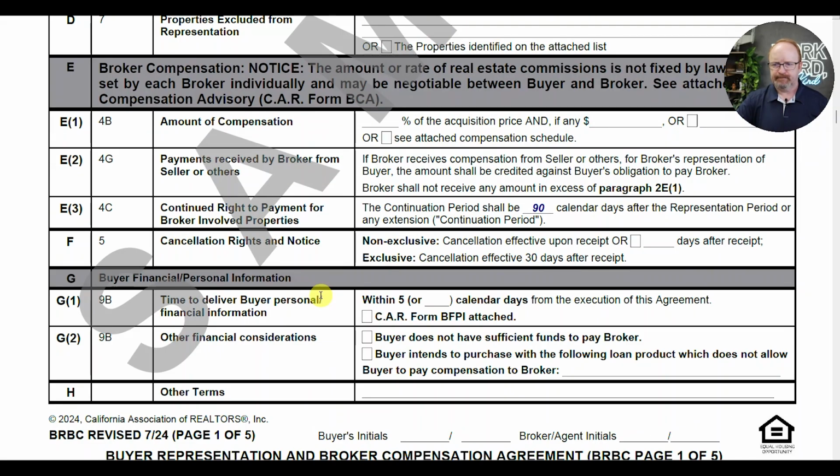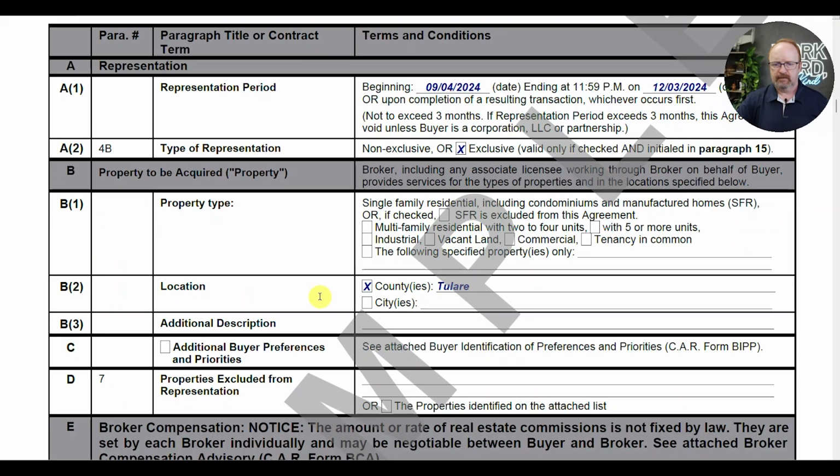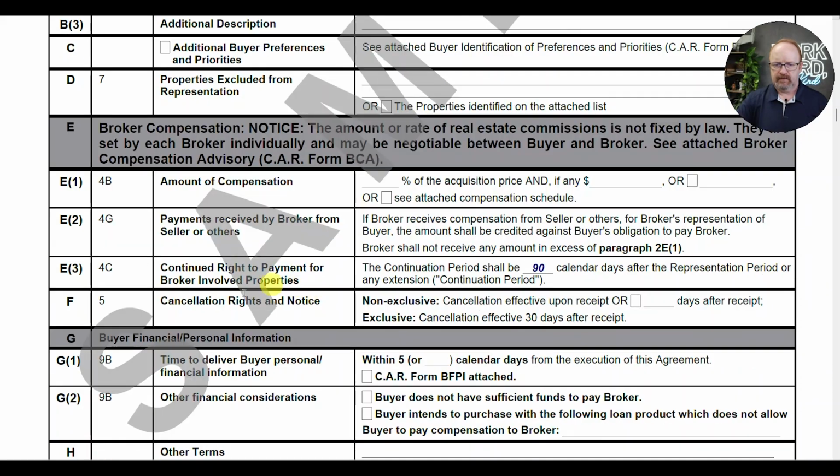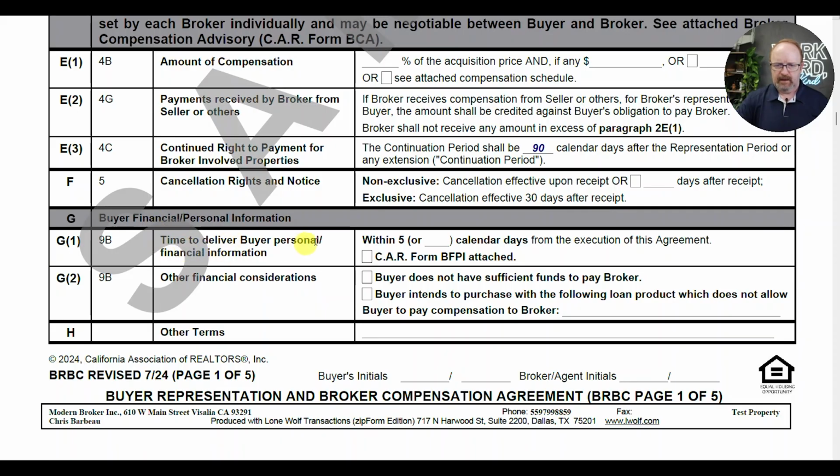Jumping back up. Okay. Within 5 days after this agreement is executed, the buyer will provide their personal and financial information. There is a form for this. It's the BFPI. You can attach it, or you can do it within the first 5 days after coming to an agreement. And then this paragraph is extremely important.